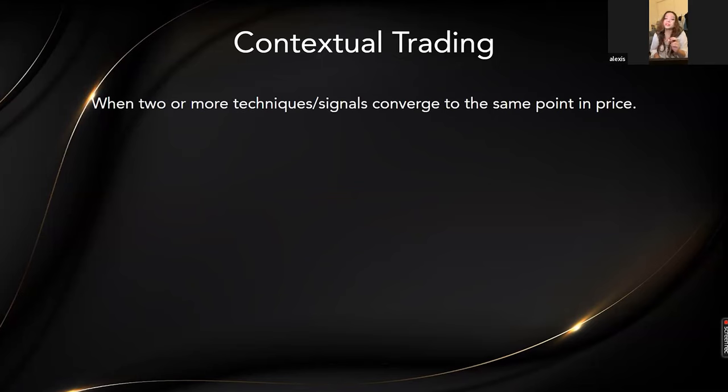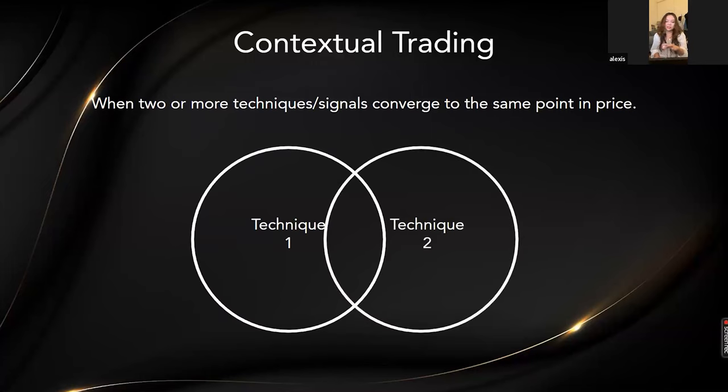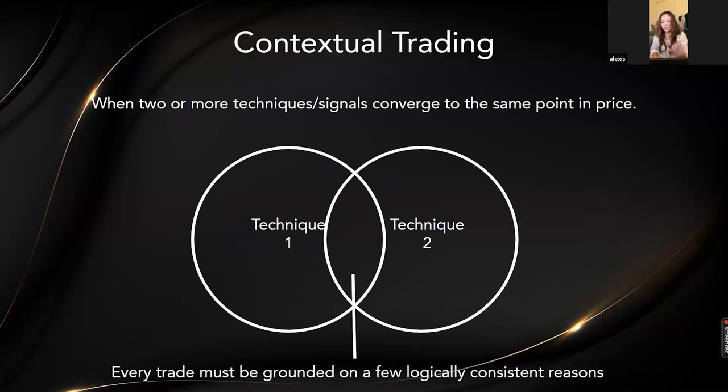So what do I mean by contextual trading? It is when two or more techniques or signals converge to the same point in price. So you've got your technique one, it overlaps with technique two, and they both agree with each other, all right? And that space where they intersect, that is your story. That is your logical, consistent reasons for opening the trade, right?